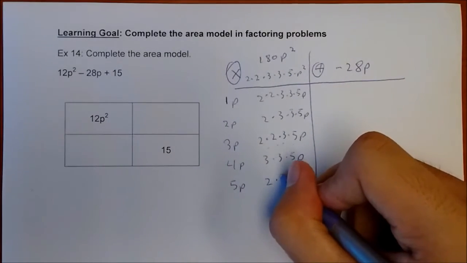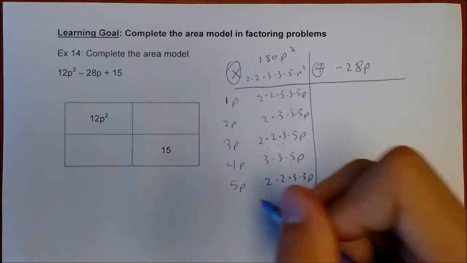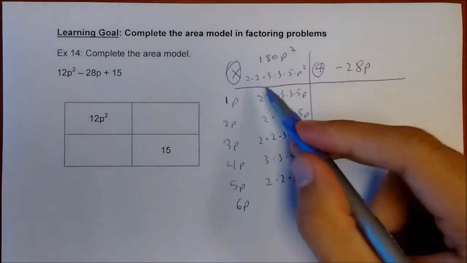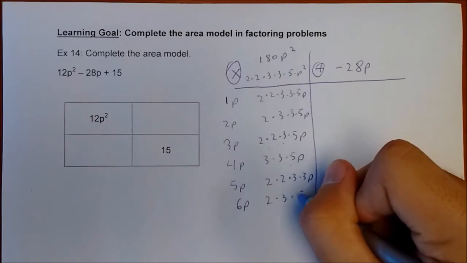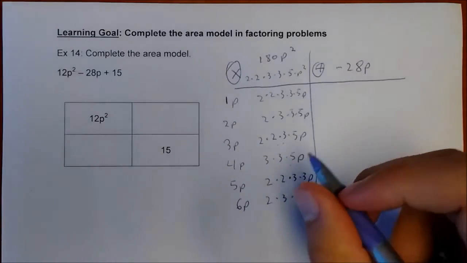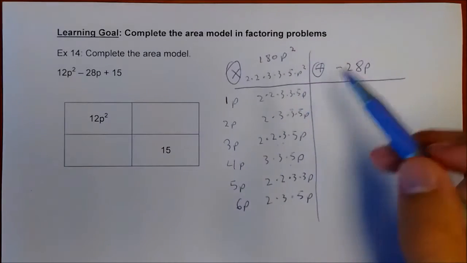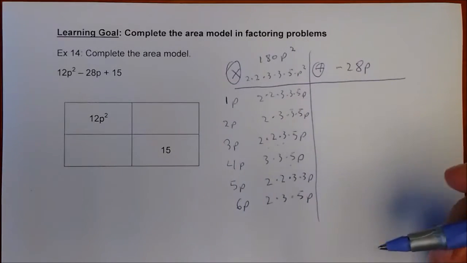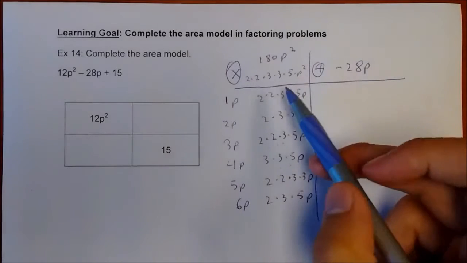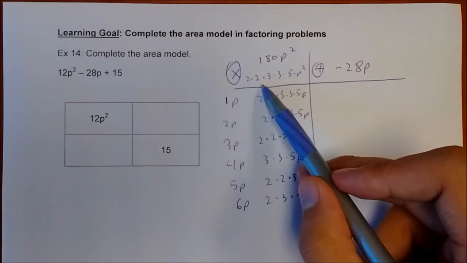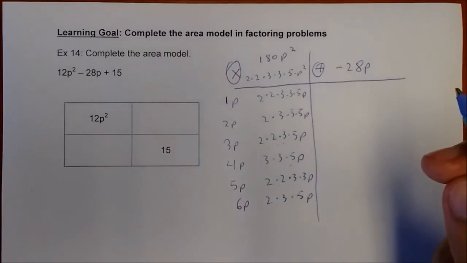So what's remaining is 2 times 2 times 3 times 3p. And then we have 6p, which uses a 2 and a 3, so we have 2 times 3 times 5p. And 7, well, there's no 7 inside our prime factorization, so I don't think it's necessary to include 7 within this process. And 8 similarly as well, because 8 requires three 2's, and we only have two 2's, so there's no reason to include 8 either.